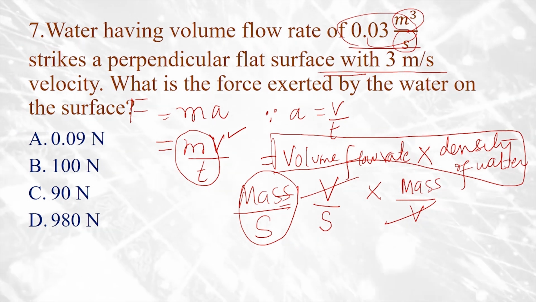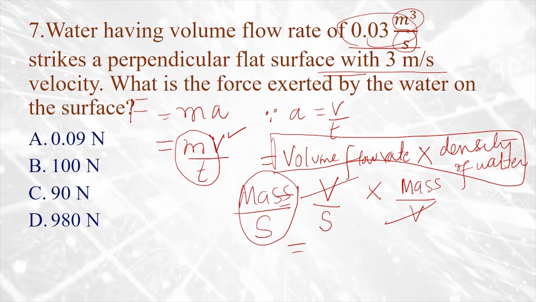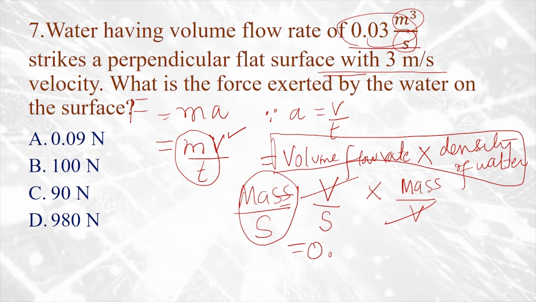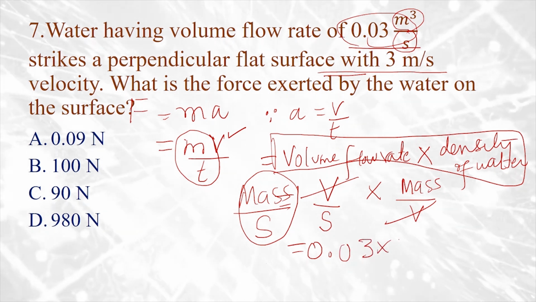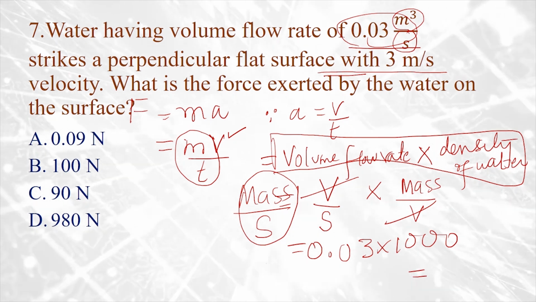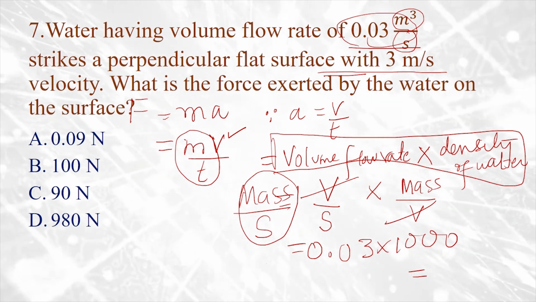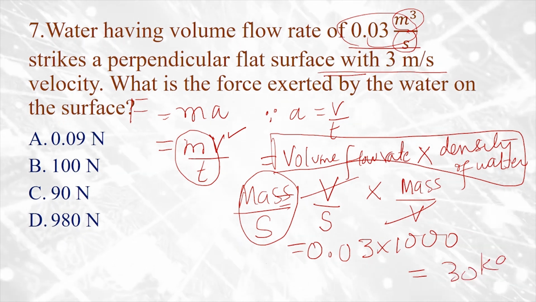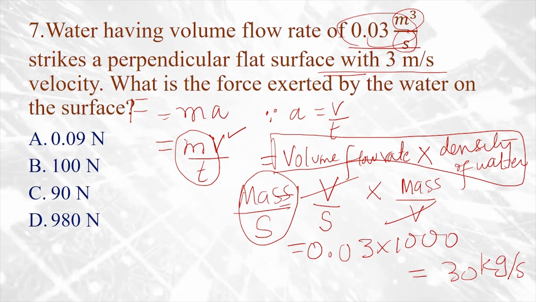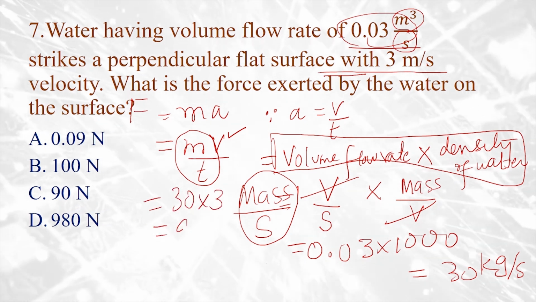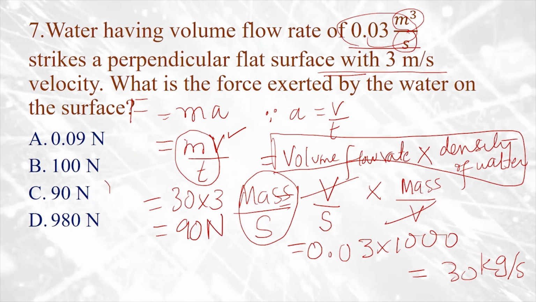So I can do one thing. The value of volume flow rate is 0.03. It will be multiplied with the 1000. So the answer will become, yes, calculated. Yes, very good. The answer will become 30 kg per second. So when you substitute it here, 30 and the velocity is 3, the answer will become 90 Newton. So the correct option is C.